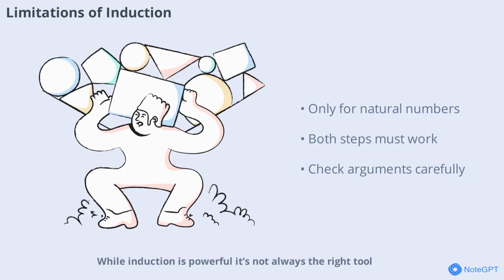While induction is powerful, it's not always the right tool. It only works for statements about natural numbers or well-ordered sets. If the base case or inductive step fails, the proof doesn't hold. It's important to carefully check each part of your argument to ensure induction applies and is correctly executed.